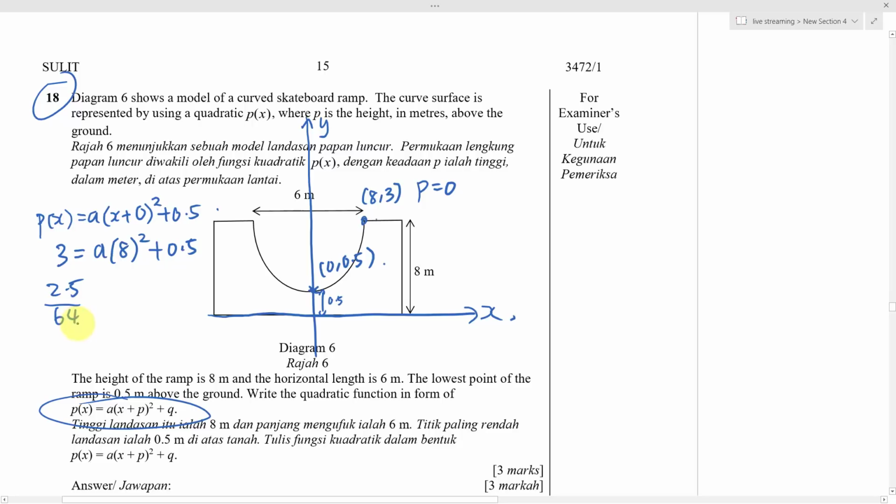8 squared is 64, right? Divide by 64 equals my a. Then this is 2.5 divided by 64. My a is a bit weird here. Yeah, my a is 5/128. So your equation over here should be p(x) equals 5/128 (x plus 0) squared plus 0.5. This is one of the possibilities.